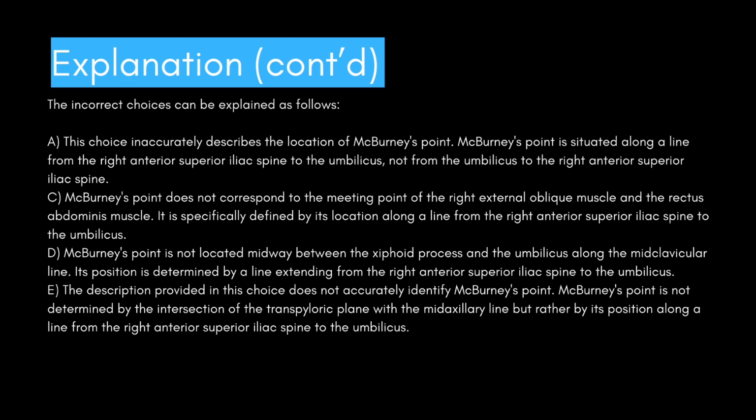The description provided in this choice does not accurately identify McBurney's point. McBurney's point is not determined by the intersection of the transpyloric plane with the mid-axillary line, but rather by its position along a line from the right anterior superior iliac spine to the umbilicus.